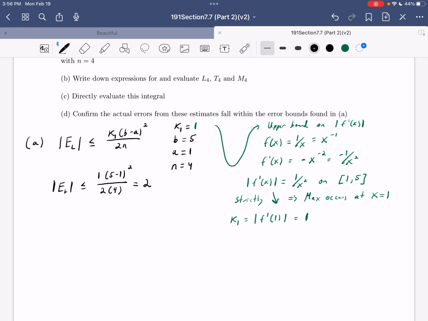So this is saying that when we do the left endpoint approximation, it is off by at most 2. Could it be off by less than 2?